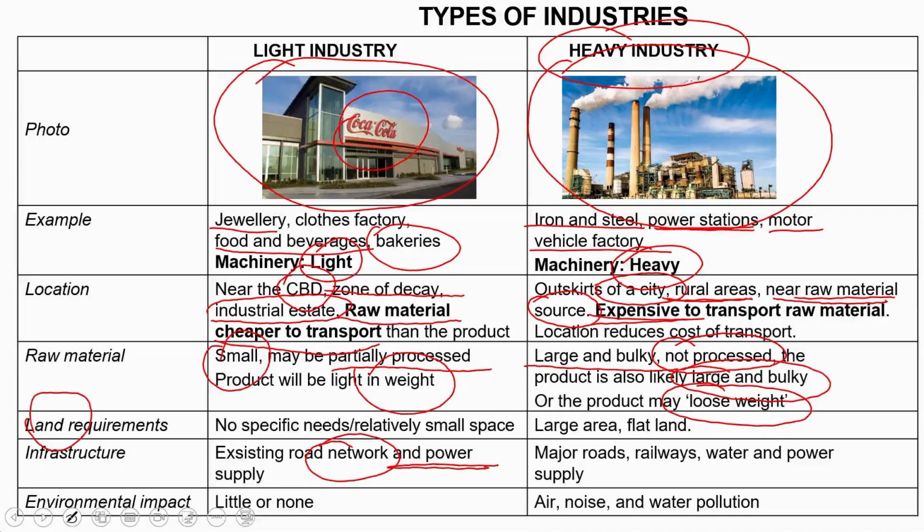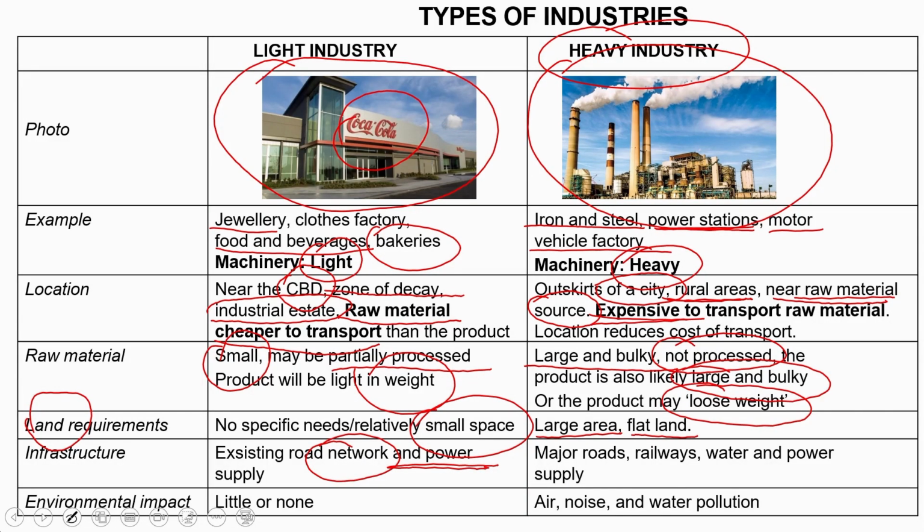Let's look at the land requirements. Okay? Remember, the light industry is situated closer to the CBD, okay? Closer to the CBD. So it does not have specific requirements for land. It actually uses relatively small space. However, the heavy industries need large land, and often to make it cheaper to work with, flat land. Now, cheaper land will always be in the rural urban fringe or in the rural areas, okay? So this matches nicely. You interweave this, okay?